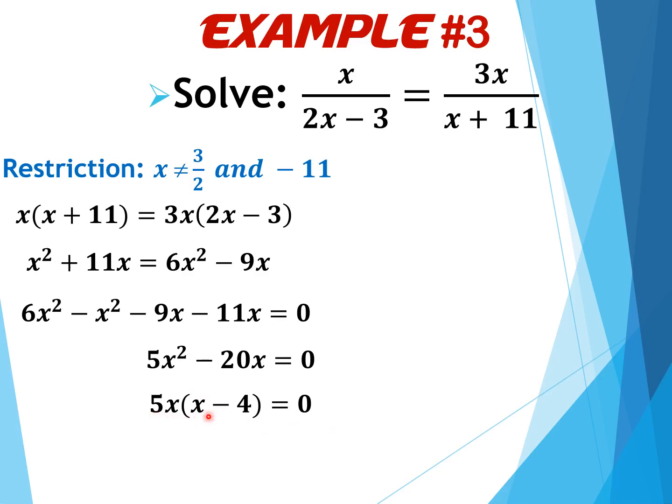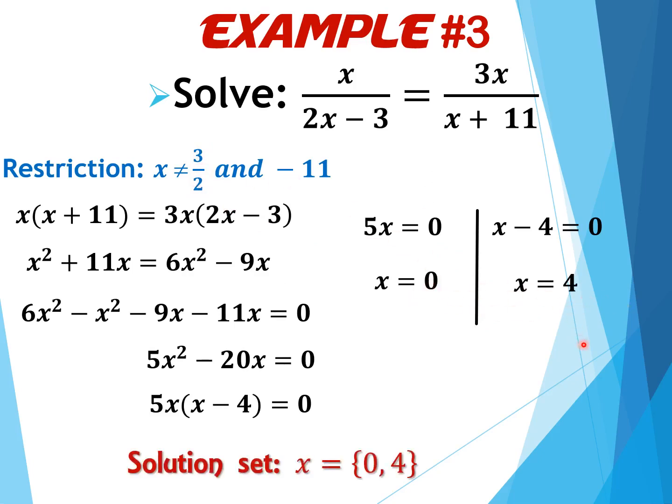So equating the two factors to 0, we will have 5x is equal to 0 and x minus 4 is equal to 0. Therefore here, dividing both sides by 5, x is equal to 0 and here x is equal to 4. So we solve for 0 and 4. The restrictions are 3 halves and negative 11. So therefore these two are the solution set. So 0 and 4.